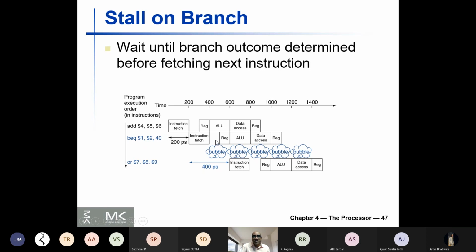Earlier, here it was only one cycle. If you make the branch detection in the second stage, the instruction decoding stage, you have a penalty of only one cycle. But if the branch decision is taken at later stages, the fourth or fifth stage, then you need to stall the pipeline that many cycles. For every branch instruction, you have a penalty of that many cycles. So that's the problem with longer pipelines.